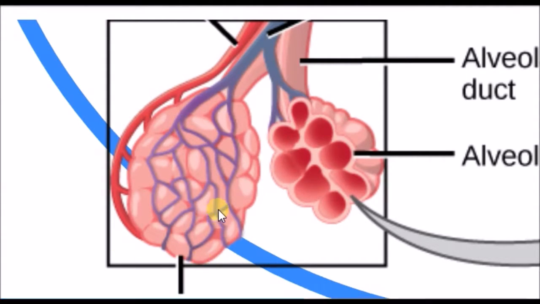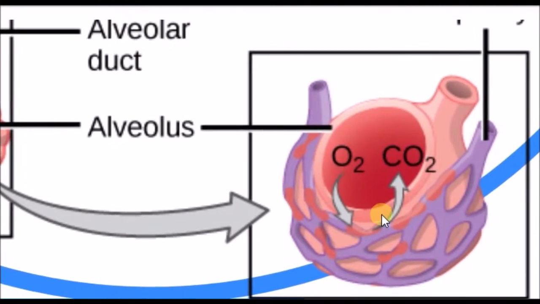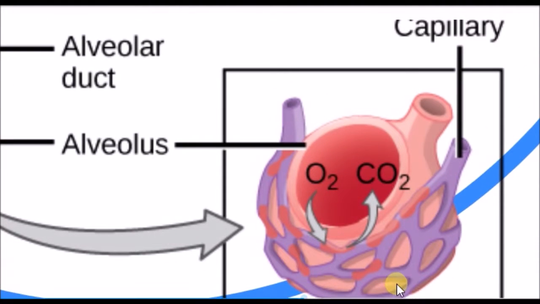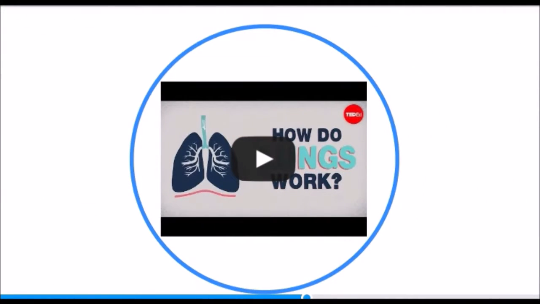And it will take those off, bring them back to the lungs, and then exit back out of the lungs through these little sacs as well. So it just goes right back out, and here just kind of shows the oxygen CO2 exchange that happens with the blood. So this is the respiratory system.